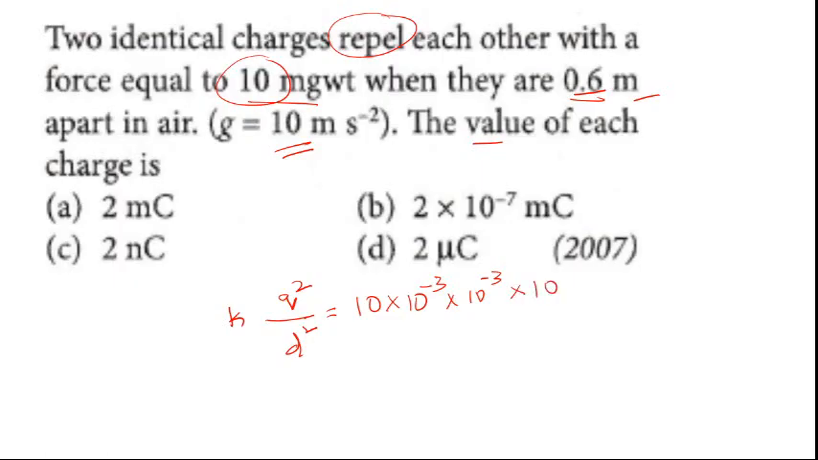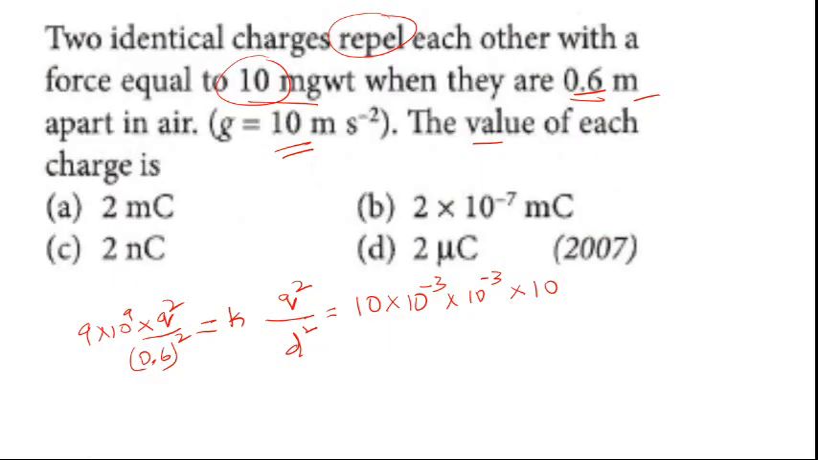So the right hand side I have written. Left hand side I think I will just write on the left side here. K is 1 by 4 pi epsilon 0. That is how much? 9 into 10 to the power 9. 9 into 10 to the power 9 into q squared divided by d squared. D squared, how much should I write? 0.6 squared.